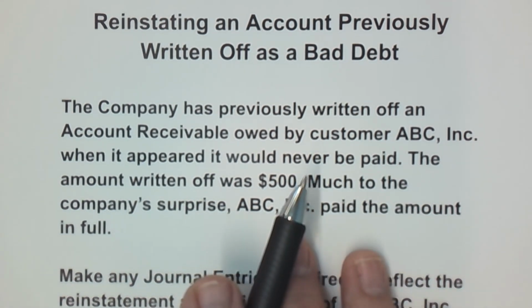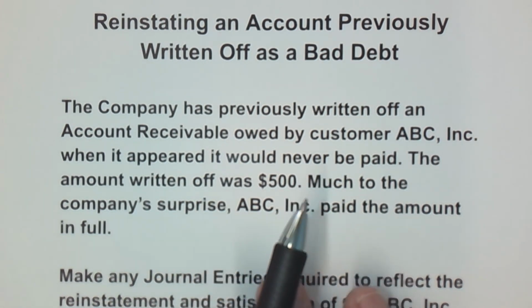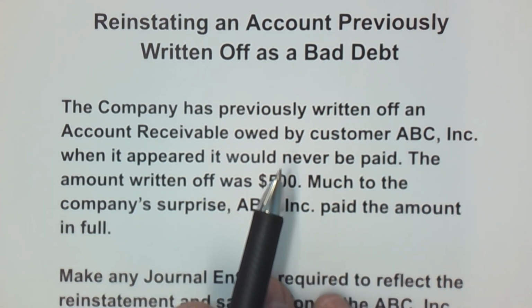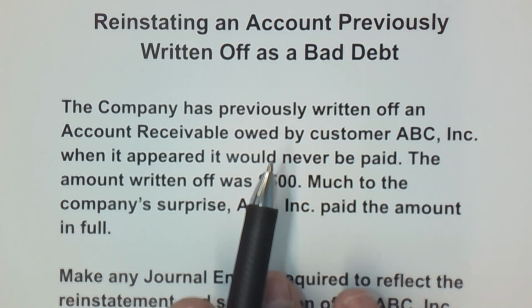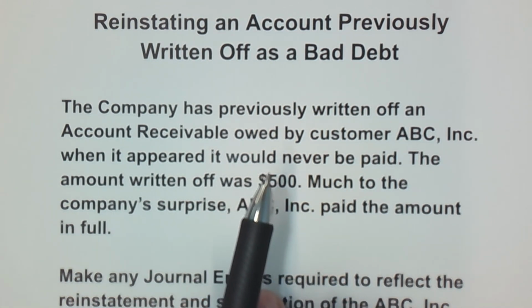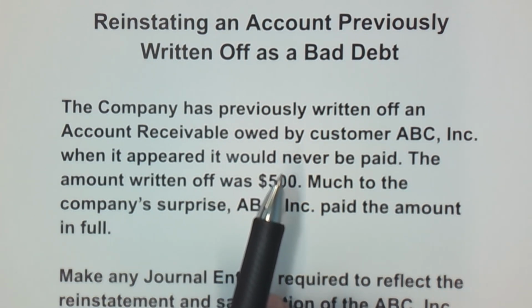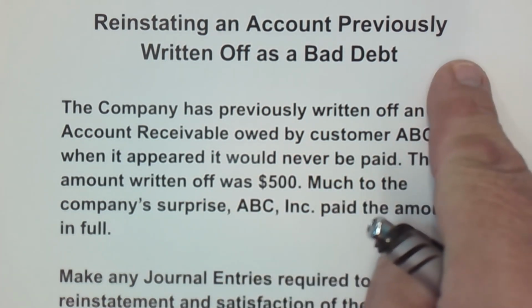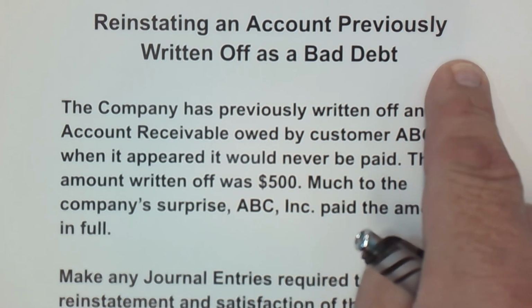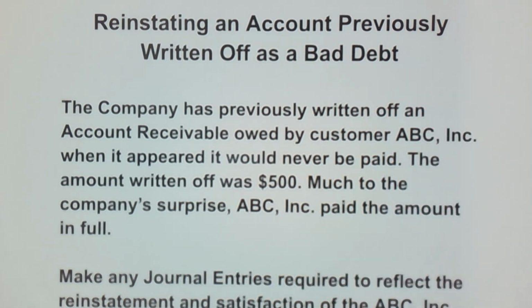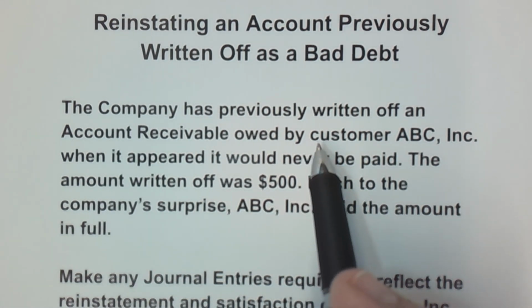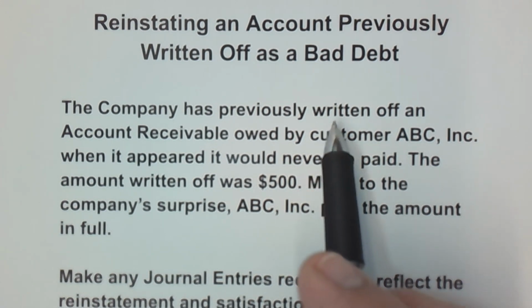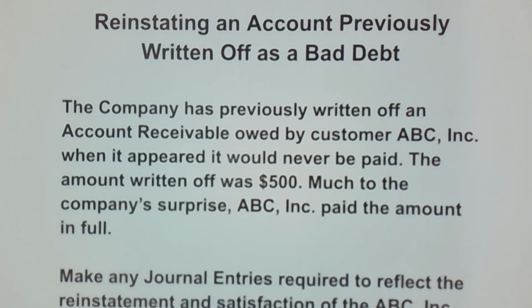In our example here, we are reinstating an account receivable that had been previously written off as a bad debt. Now, if you're not sure how to write off a bad debt and the journal entries required, I did a previous video on that, and I've linked it up here. You may want to start with that video just to see how we arrive at this point. So I'm going to presume that we have previously written off this bad debt, and now we have to reinstate it. So let's see what this one is asking us to do.